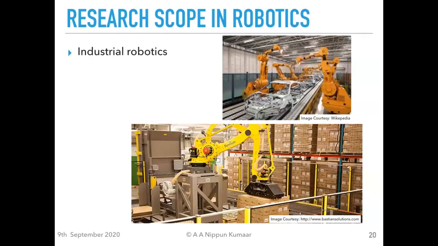So fine. What is the research scope? What are the possible application areas? There are a lot of application areas. I have just summed up what I felt were the top few. The first one is industrial robotics. Obviously, like I said, that's the first generation and it is still growing. It's being used in a lot of industries. There are a lot of examples now. People use robotics in those kinds of industries.